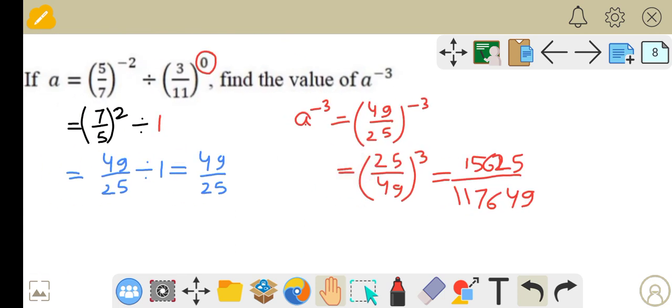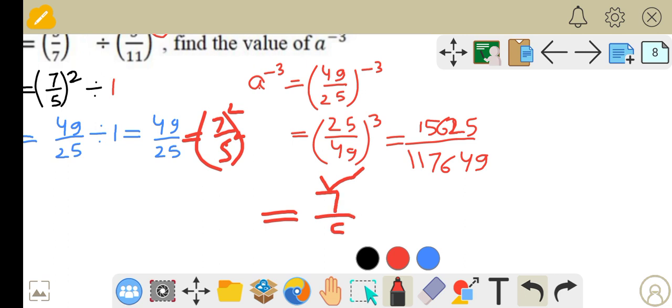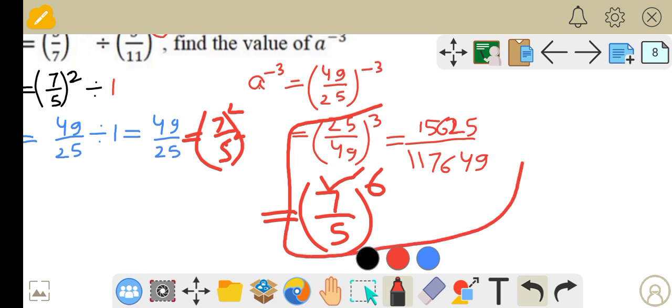We are not required to calculate the value of this expression as a rational number. So we can leave our answer in the form 25 upon 49 whole cube, or we can also write it as 7 square upon 5 square, or 7 by 5 whole square. So after putting the value of a, we can find 7 by 5 whole power 6. Any one of these expressions can be considered as your answer.